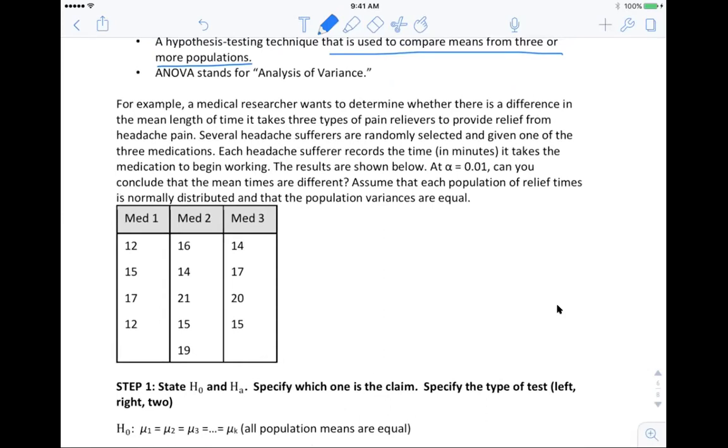Okay, well, let's look at an example, and we'll take it step by step. A medical researcher wants to determine whether there's a difference in the mean length of time it takes 3 types of pain relievers to provide relief. So we have some raw data here, and we have the 3 types of medications, and those are times in minutes of the medications. So the results are shown. Can you conclude that the mean times are different? Okay, so let's set this up.